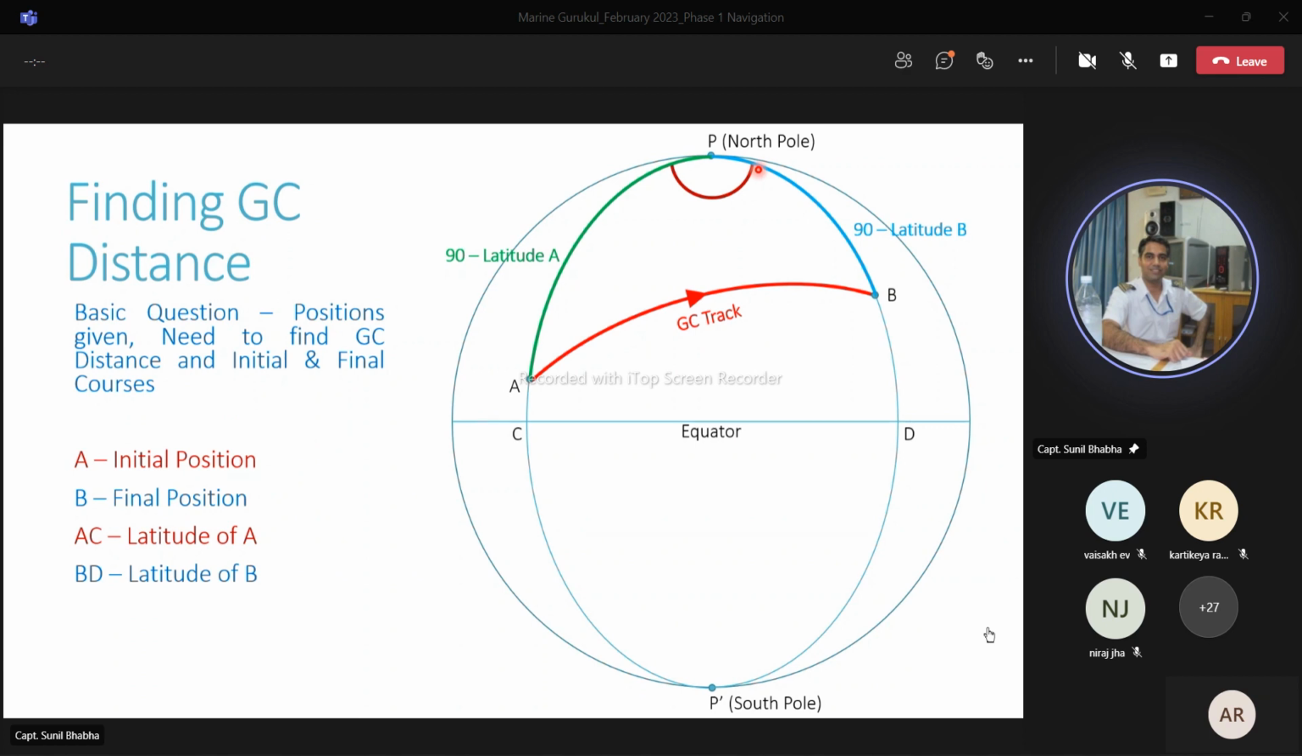And if you look carefully now, what is known to us are two sides of this particular triangle and the included angle. Thus, it satisfies the criteria for application of the cosine formula. So I'll be applying the cosine formula on triangle PAB now.